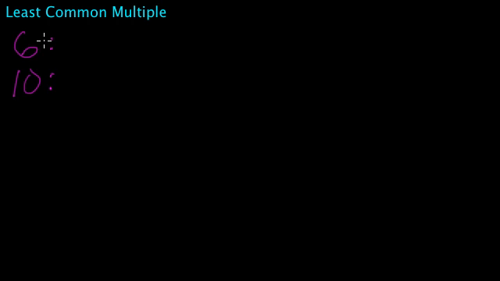Multiples of 6 begin with the number itself, 6. That's 1 times 6. 2 times 6 is 12. That's the next multiple. 3 times 6 is 18. 4 times 6 is 24. 5 times 6 is 30, and so on.